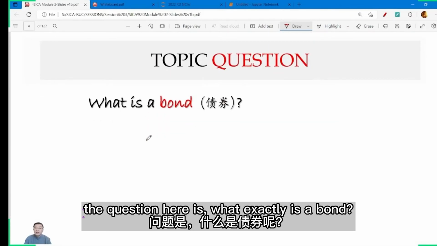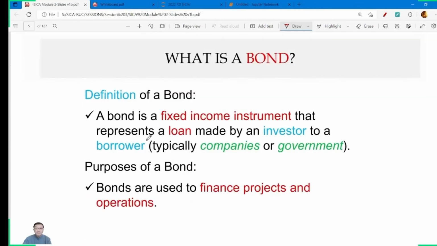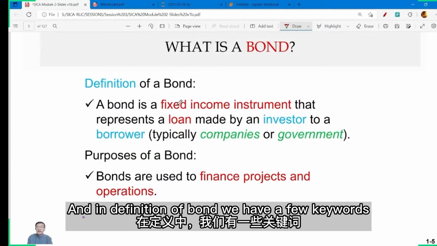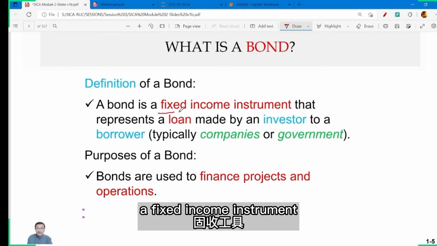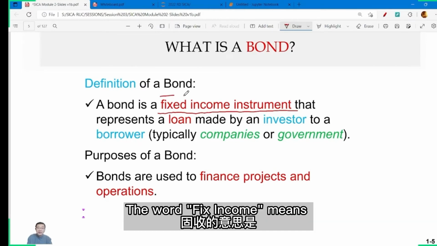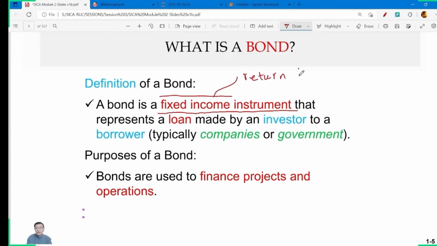The question here is, what exactly is a bond? We can have a brief definition of a bond, and in the definition we have a few keywords. The first keyword is fixed income instrument. Fixed income means your return from a bond investment is fixed.